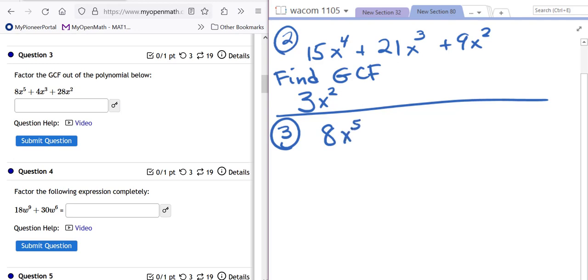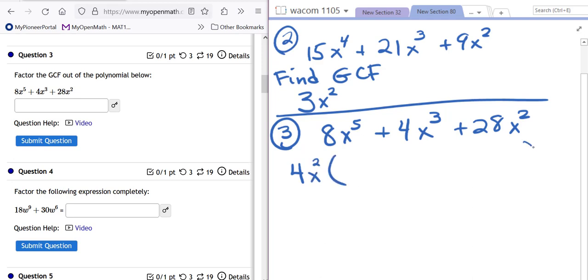So 8x to the 5th plus 4x to the 3rd plus 28x squared. All right, when we look for GCF, try your lowest number. 4 does go into 8. Does 4 go into 28? Yes, it does, 7 times. So 4 is your GCF. For your variables, you have x and everything. Take the lowest. So we'll take an x squared.